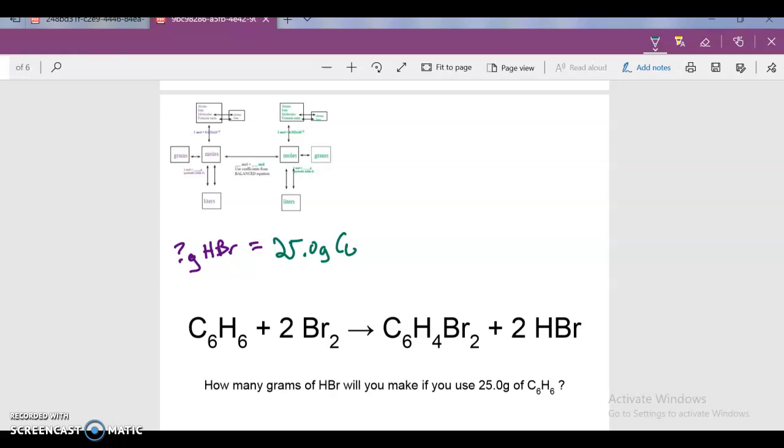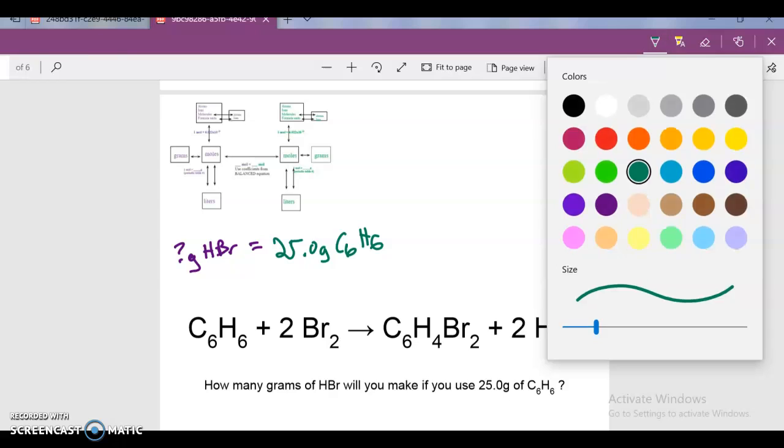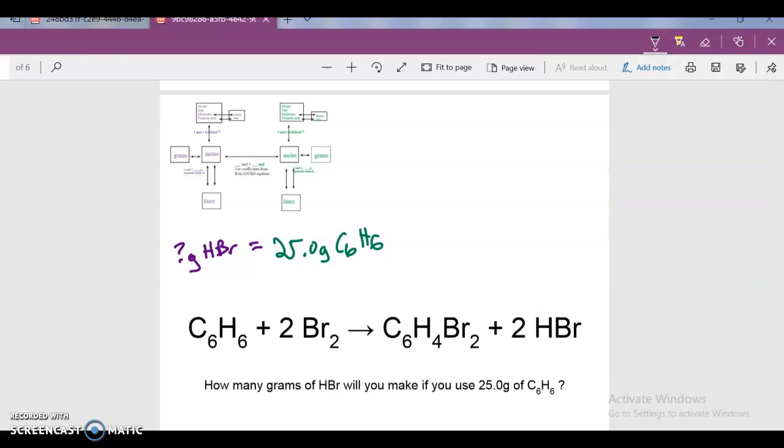equals 25.0 grams of C6H6. I'm color coding my numbers to make it easier, and I've chosen these colors because I want to show you that it really doesn't matter which way you go. I mean, the map is the map. It doesn't matter if you start on the right and go to the left, or start on the left and go to the right. So I'm going to multiply this by, now I want to get out of grams of C6H6, so I'm going to put that on the bottom, and I want to go into moles of C6H6.